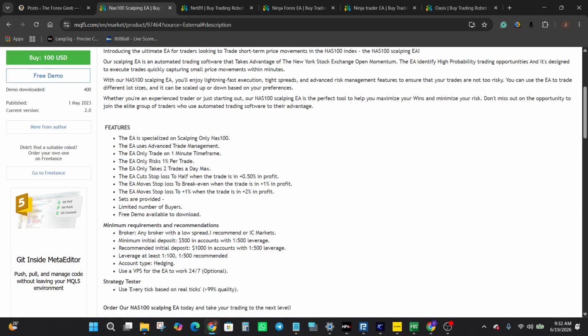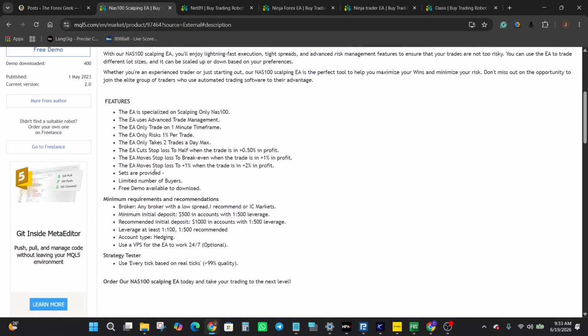Trade management rules are also outlined in the description. According to the developer, the EA reduces stop loss exposure when a position reaches certain profit thresholds, moves positions to break even at a defined profit level, and continues adjusting stop loss placement as profits increase. These are all automated processes designed to manage open positions according to the rules built into the system.